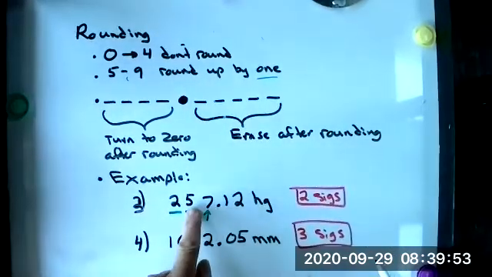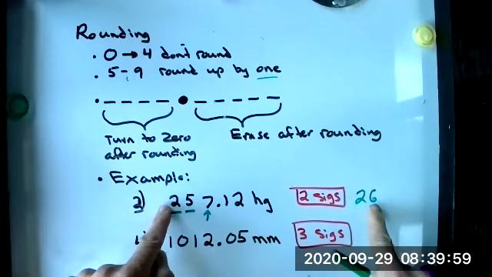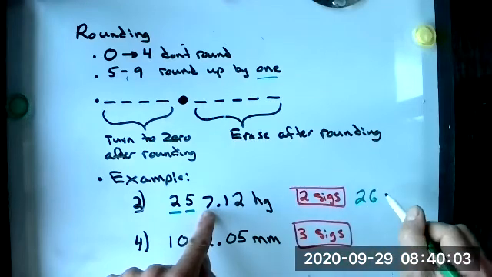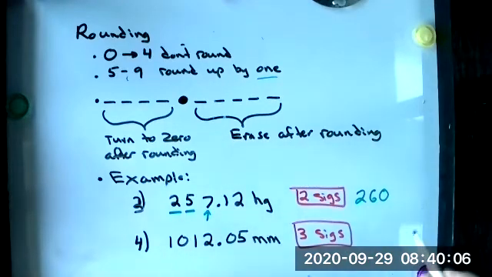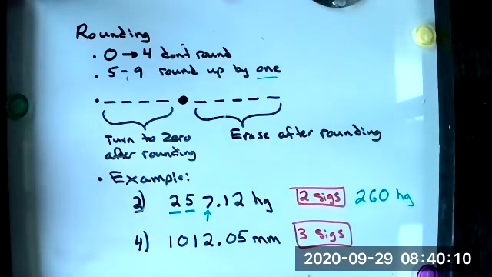7 bumps the 5 up to a 6. So here's my answer. He's been rounded up. He's to the left of the decimal. I'm going to turn him into a 0. I'm going to put in my unit. 260, and that is it. These suckers, they're so far over, they're not that 1 digit over, and so those guys are always erased.